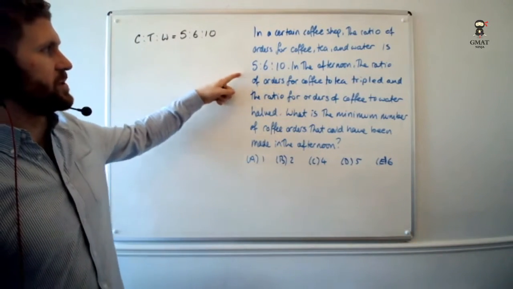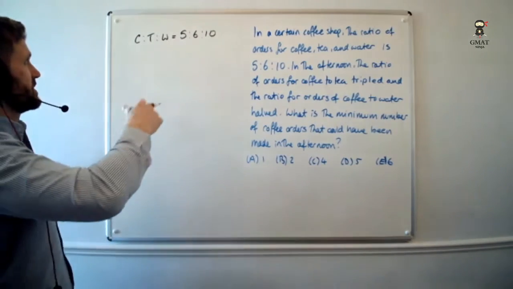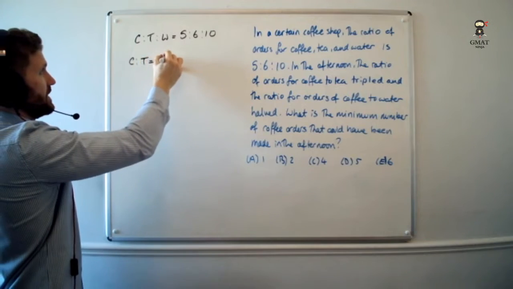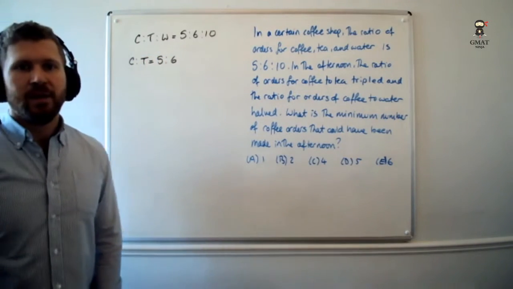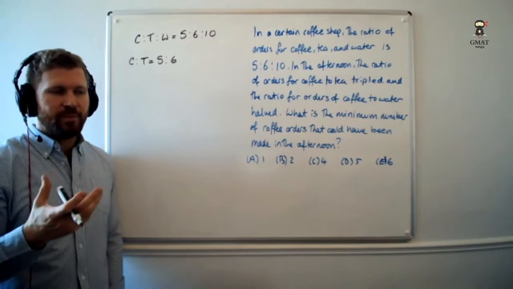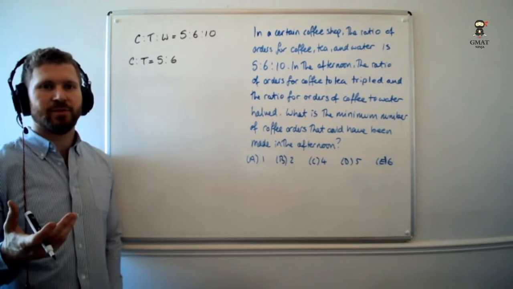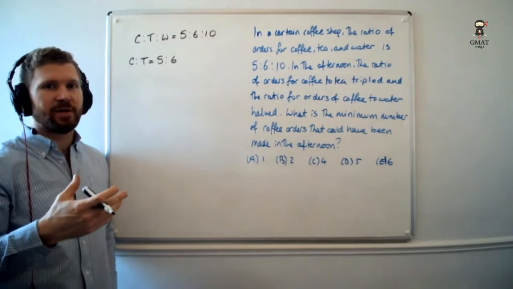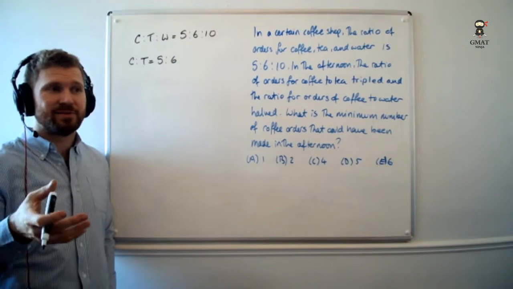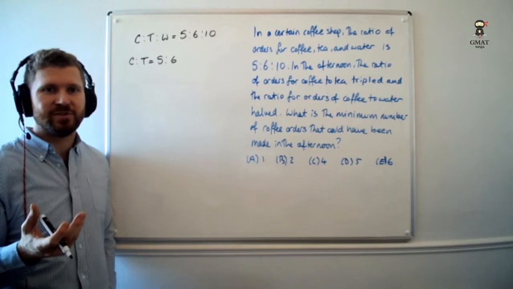So first thing we're told is the ratio of orders for coffee to tea tripled. So I'm going to pull out just my ratio for coffee to tea. That's equal to 5 to 6. And we're told there that the ratio tripled. Now, one of the big mistakes that lots of our students make at this point is to say, right, the ratio tripled, so I'm going to times both numbers by 3. I'm going to get 15 to 18. The problem with that is that cancels down immediately back to 5 to 6, and you've not actually made any changes.